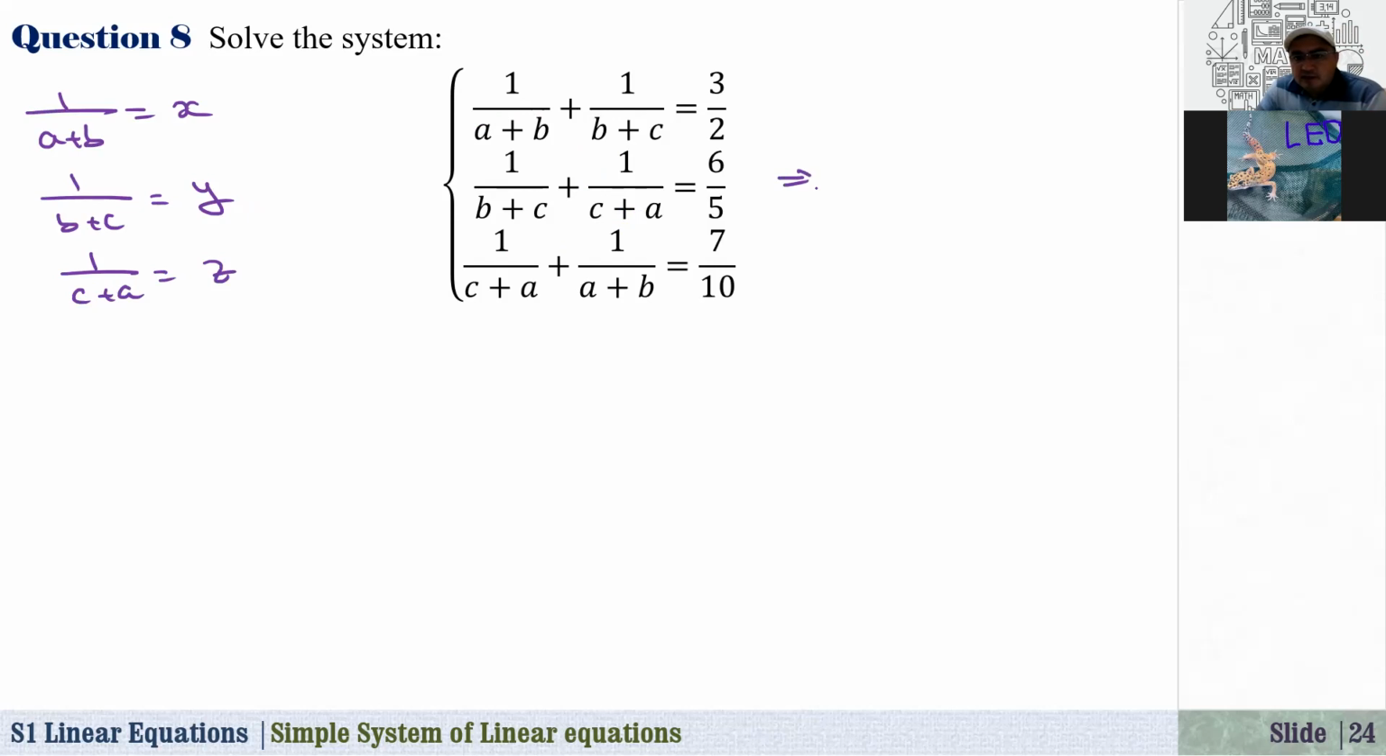At the time, then this equation becomes, what is it? x plus y is equal to 3 over 2. And y plus z equals 6 over 5. And the z plus x, right? Because 1 over c plus a is z, 1 over a plus b is x. So that's equal to 7 over 10.